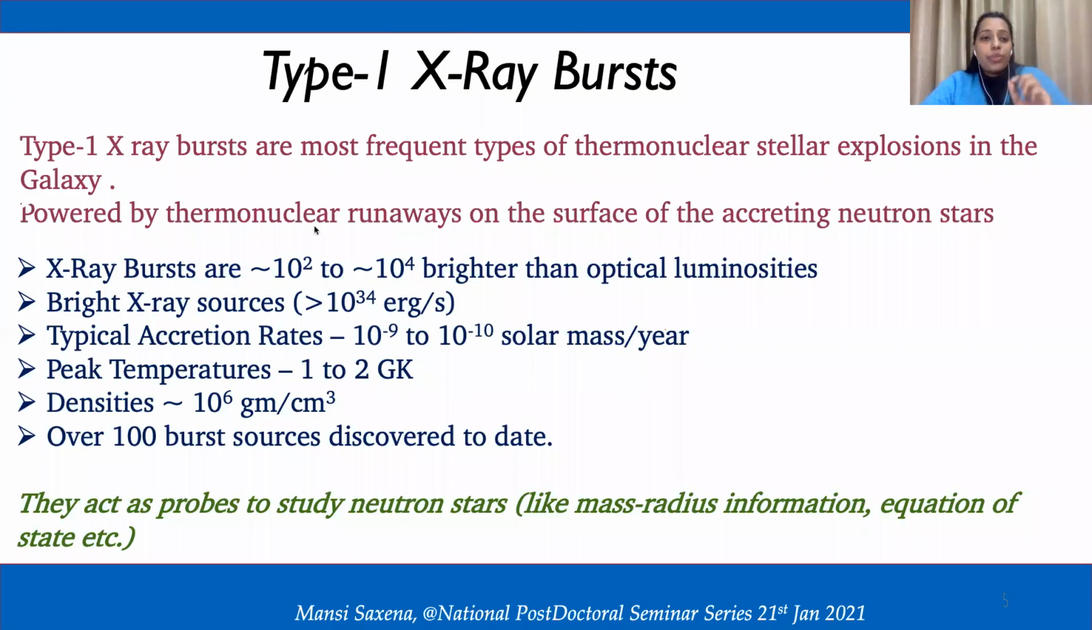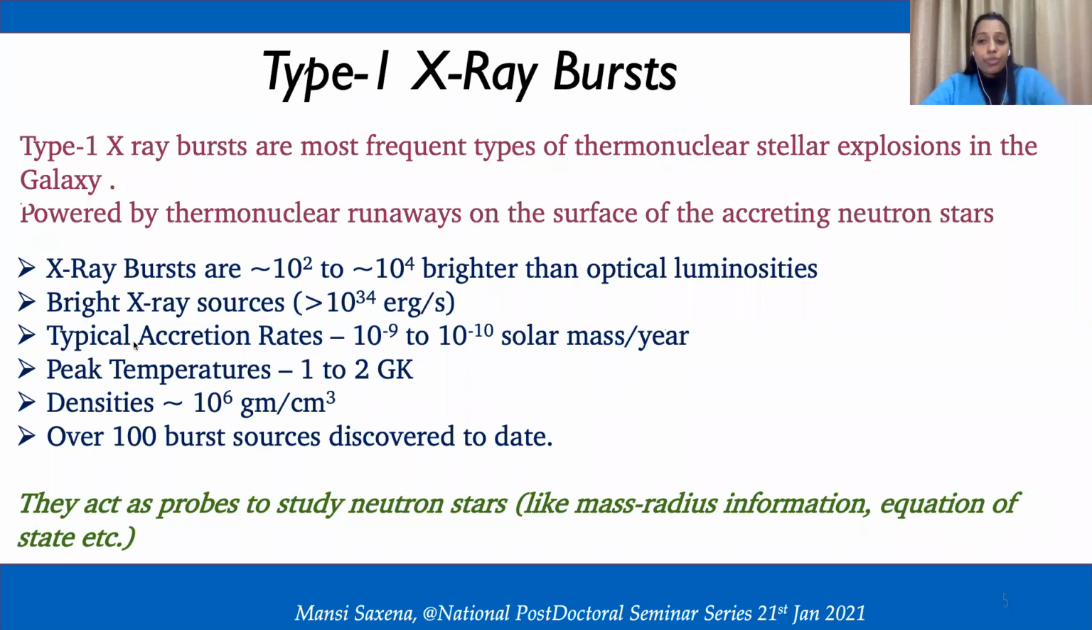Now, type 1 X-ray bursts are the most frequent types of thermonuclear stellar explosions in the galaxy. They are powered, as I said, by thermonuclear runaways on the surface of the accreting star. Now, here I have highlighted some of the basic characteristics of X-ray bursts.